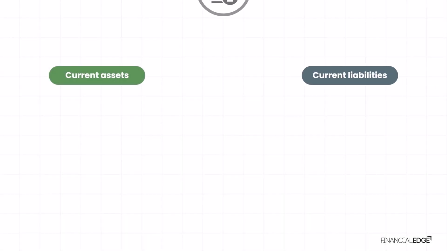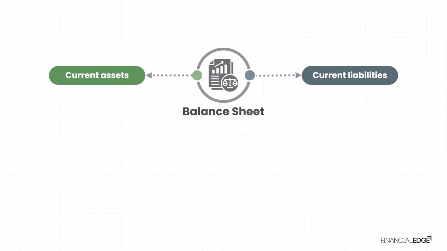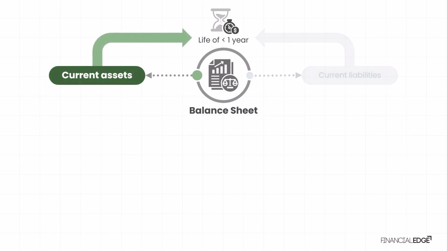Current assets and current liabilities both reside on the balance sheet. Both have the same characteristic in that they're both expected to have a life of less than 1 year, hence they're given the name current. Let's look into current assets first.